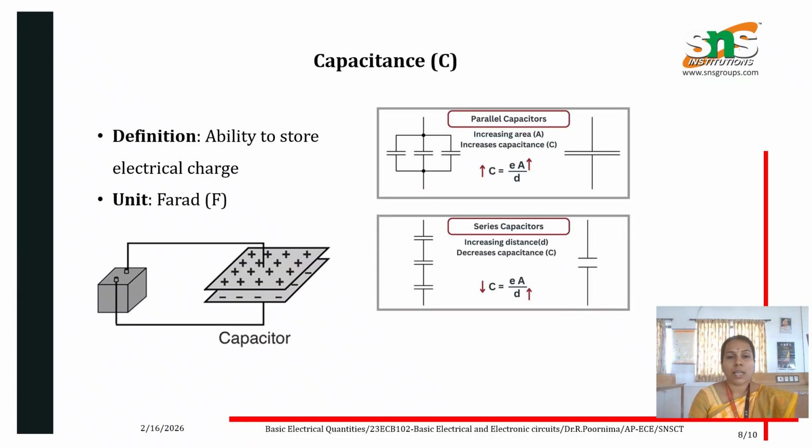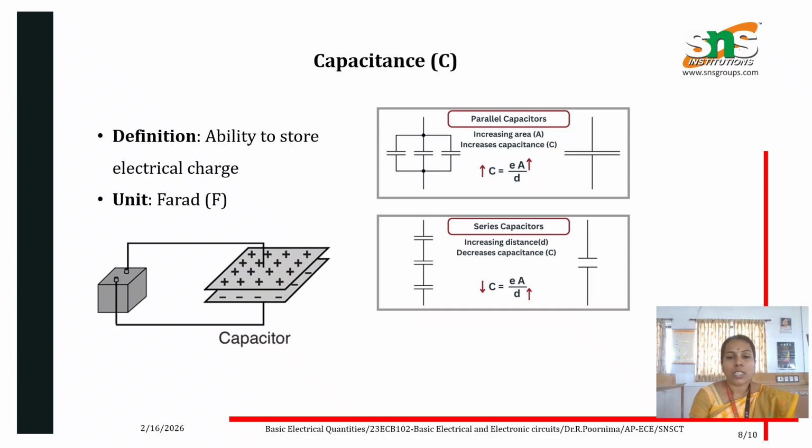And next is the capacitance. So capacitance is defined as the ability to store the electrical charge. So it consists of two metal plates with a dielectric in between. So the plates are charged with positive charges and negative charges. So the unit is farad. So in a capacitor, dielectric is used as the medium.